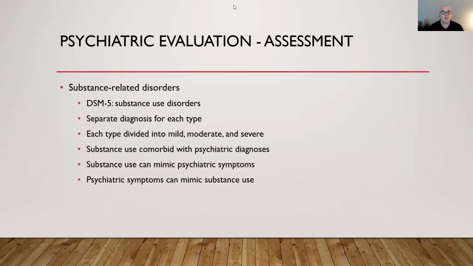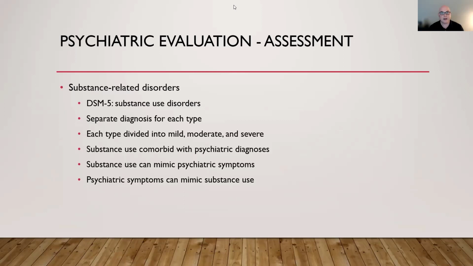Then we have the substance-related disorders. The DSM-5 now calls these substance use disorders. There's now a separate diagnosis for each type. In the DSM-4, and previously, it used to just be an umbrella term. Now there is opioid use disorder, alcohol use disorder, tobacco use disorder, et cetera. Each type can be divided into mild, moderate, and severe.